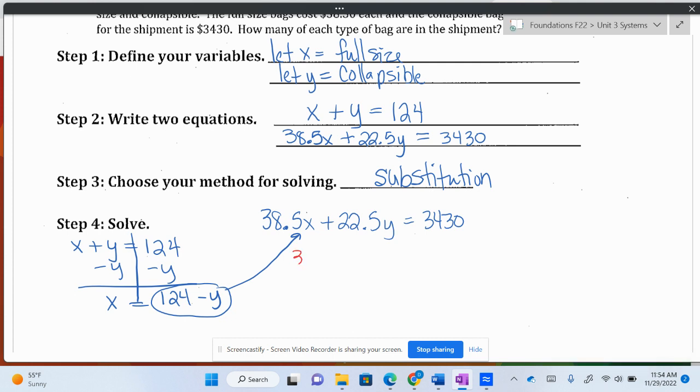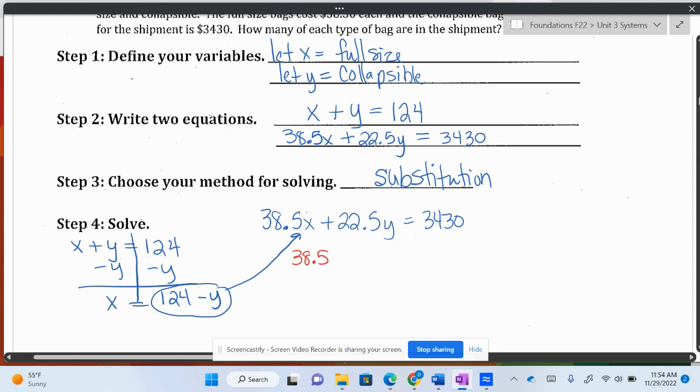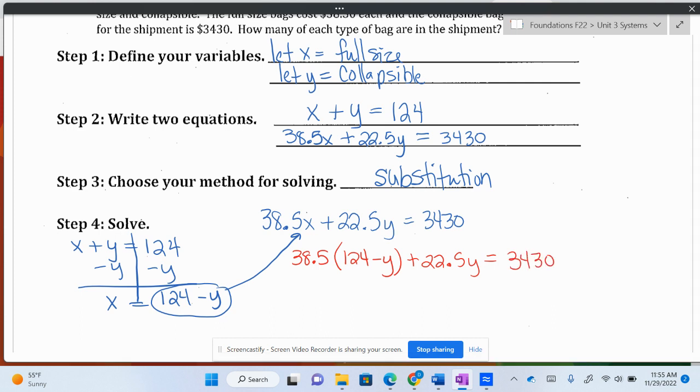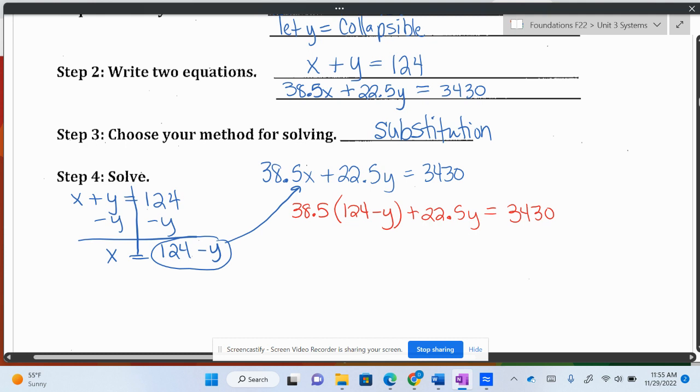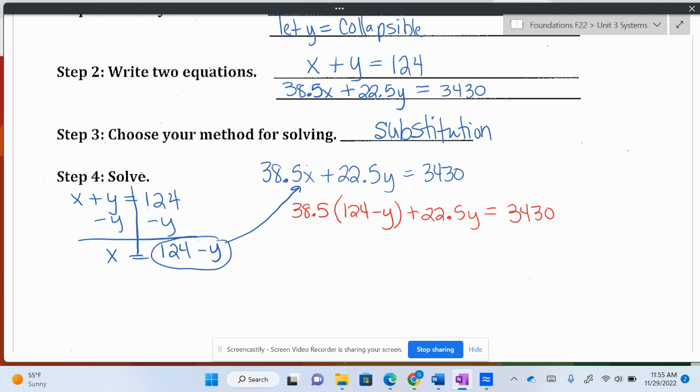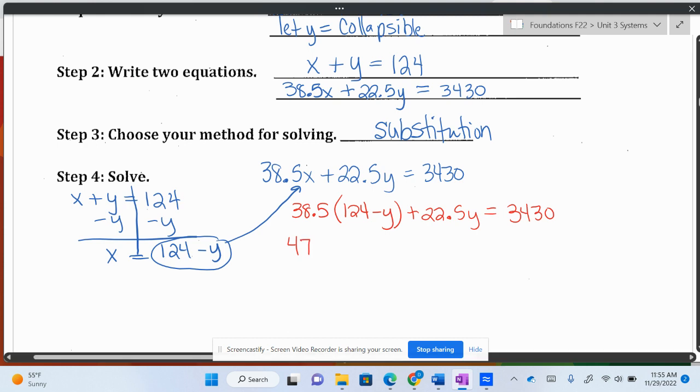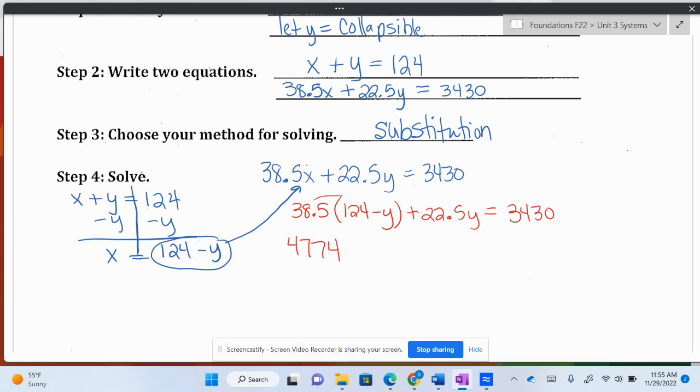Okay. So 38.5 times 124 minus y plus 22.5y equals 3430. So here's where the calculator is going to be necessary. I don't know what 38.5 times 124 is. $4,774. Thank you so much. So that takes care of this.